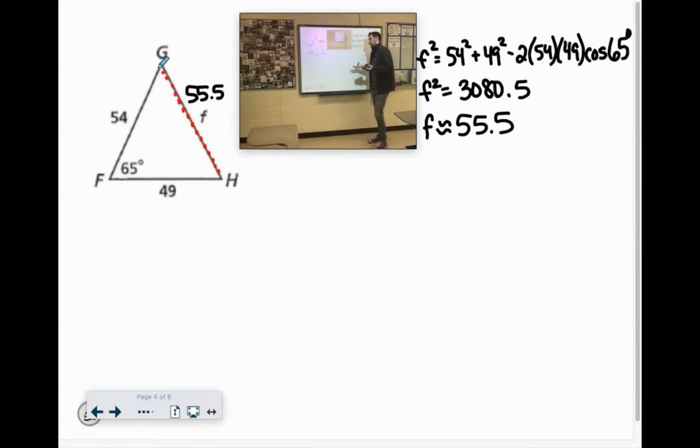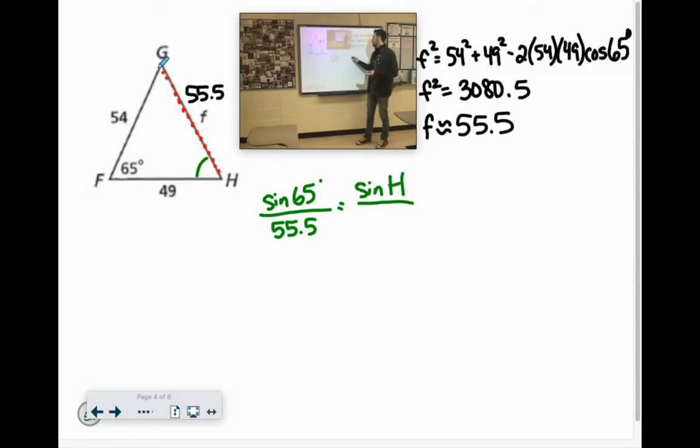So, do you want to use the law of cosines? Do you want to use sines again? I like the sine a lot better. So let's use the law of sines. So let's say, like, h. So we could say sine of 65 degrees over the corresponding side, which is 55.5, equals the sine of h over the corresponding side, which is 54.